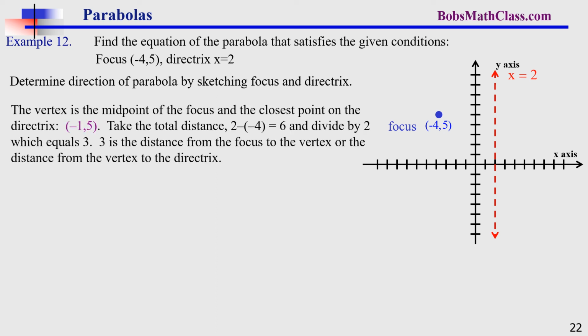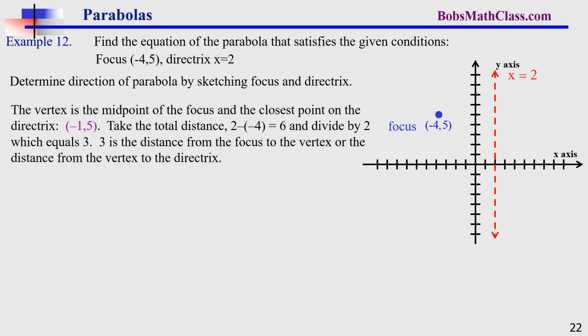Okay, so let's find the vertex. So we're looking at the x values. Sometimes people get confused, like, what do I use here to find the vertex? You see the directrix? It's an x value, right? So that means you're going to use the two x values. If the directrix was a y equals, then you're going to use the two y values to find the midpoint.